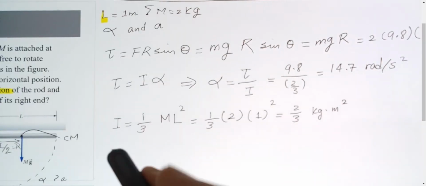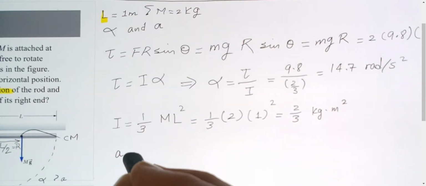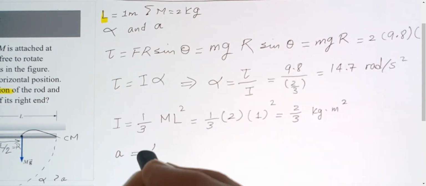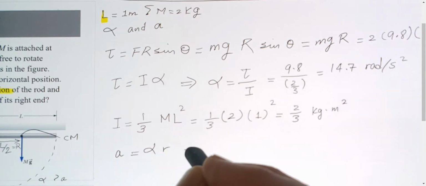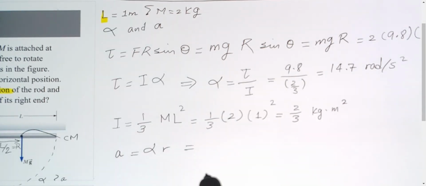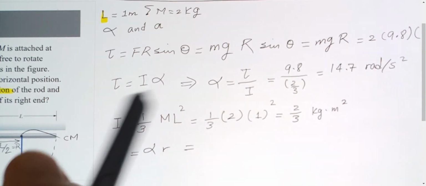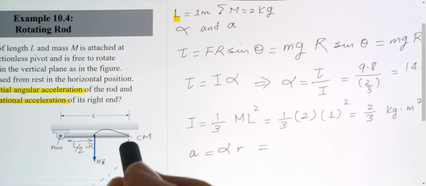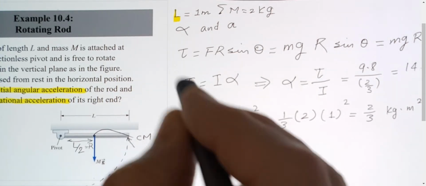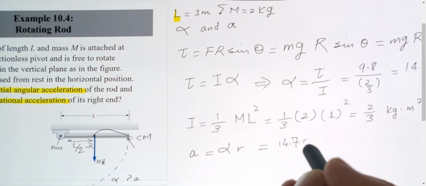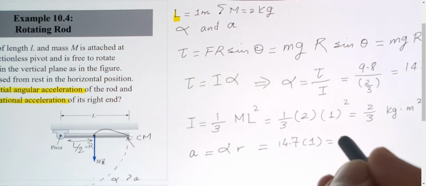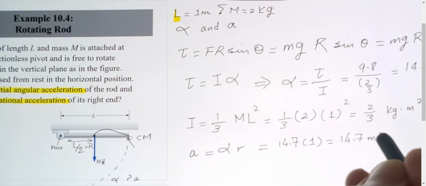What is the acceleration? Well, we know that acceleration is equal alpha r, and in our situation r is L because we are asking for the acceleration at the edge, so it will be 1. Then it's 14.7 multiplied by 1, which is 14.7 meter per second square.